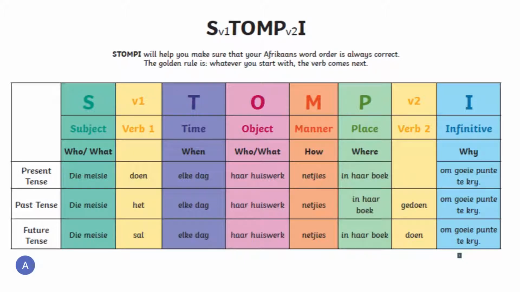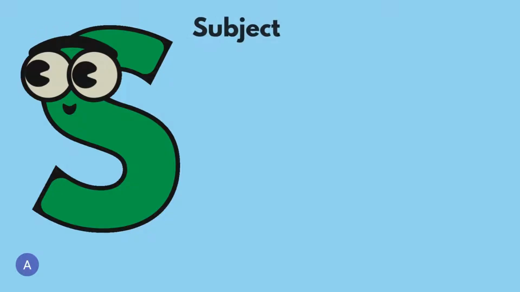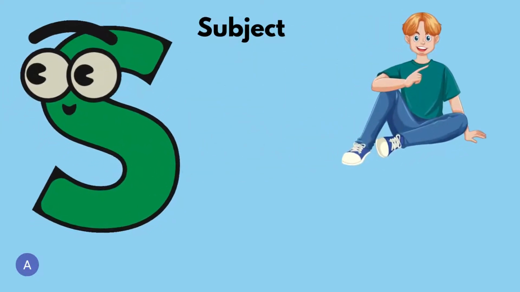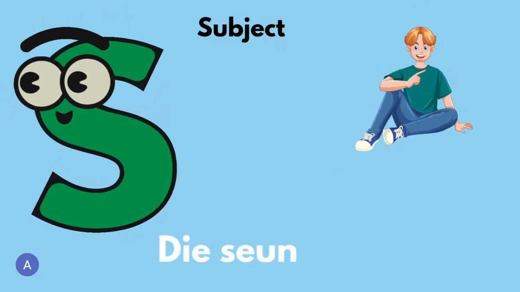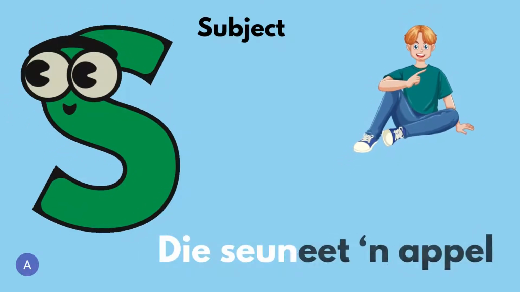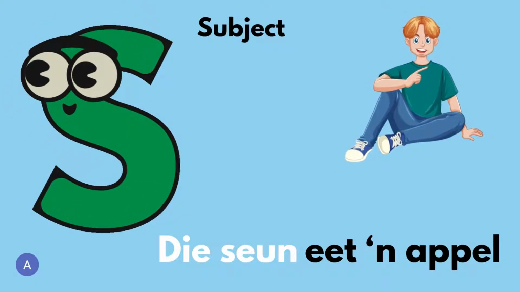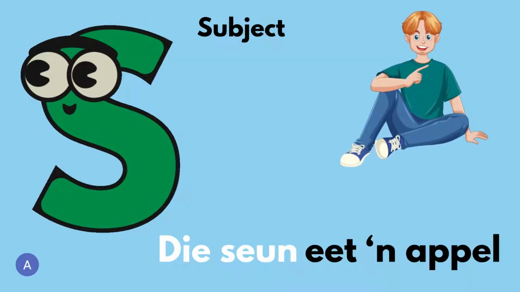Let's break it down. The S stands for subject. The subject is the person or thing that does the action. It's the who or the what that the sentence is about. For example, in the sentence, "Die seun eet 'n appel," the subject is "die seun," the person doing the action.